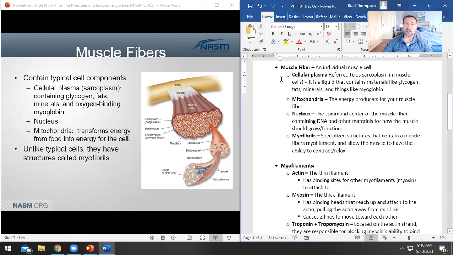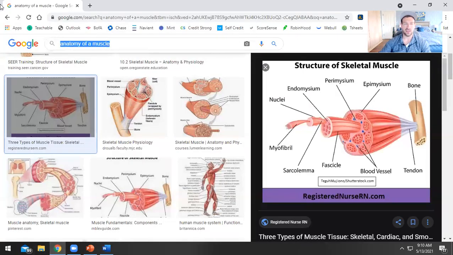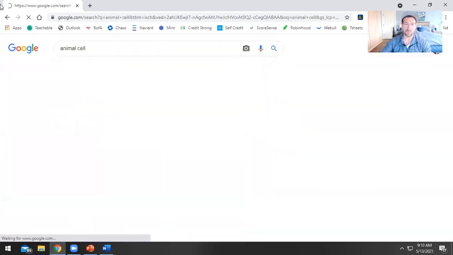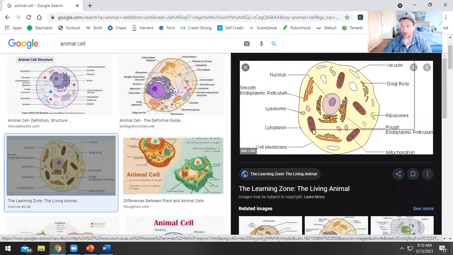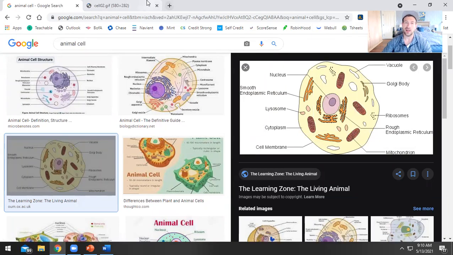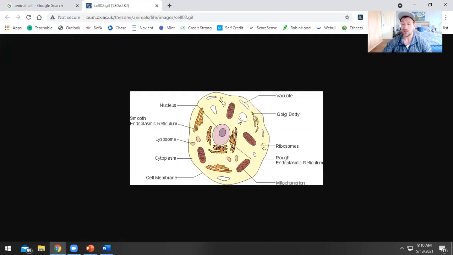If we're looking at a muscle cell or a muscle fiber, as we like to call them, it's going to have all of the normal key players that you see in cells, right? If I look up a classic animal cell, this is just your classic generic animal cell. And no cell in your body actually looks like this, except maybe a fat cell, but other than that, your cells don't ever look like a base animal cell.